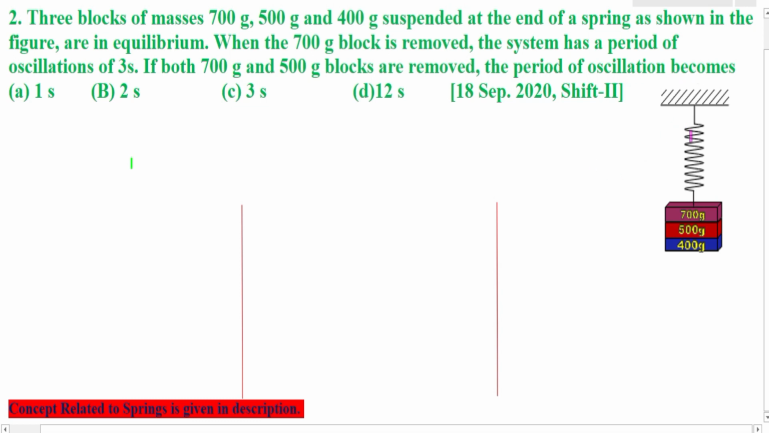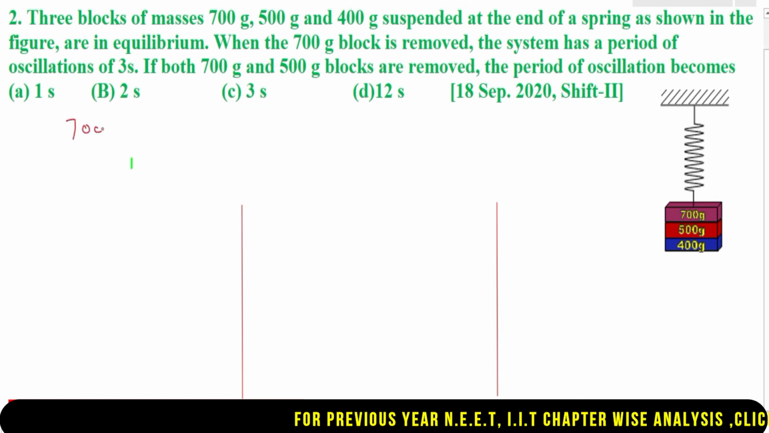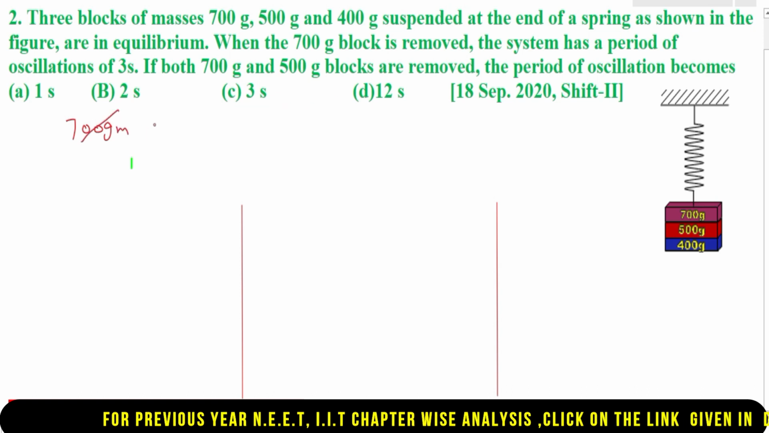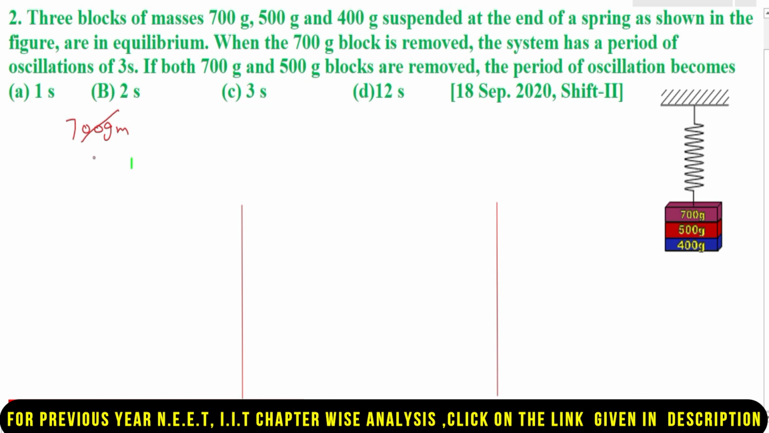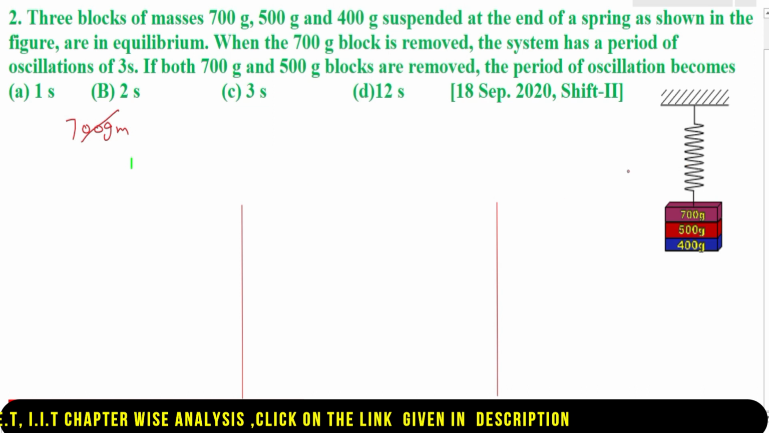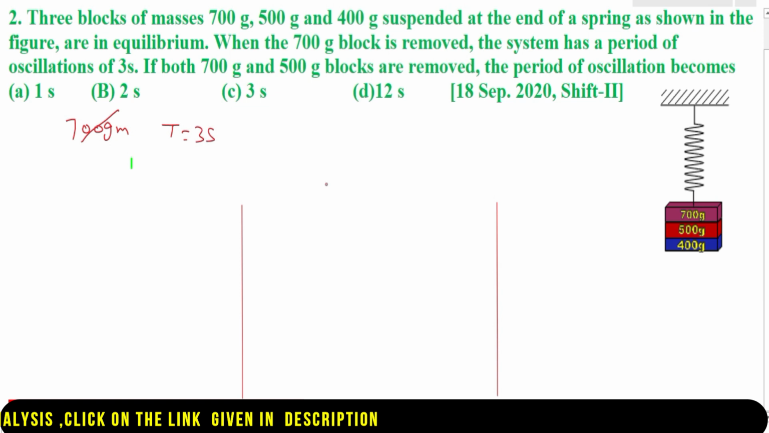Okay, now if you see, this is a spring mass system. To this spring, we connected 3 blocks of weight 700 gram, 500 gram and 400 gram. Now what did he say? Initially, when we remove 700 gram, what happened? When we remove this 700 gram and set this system into oscillation, this system oscillated with a time period of T is equal to 3 seconds.